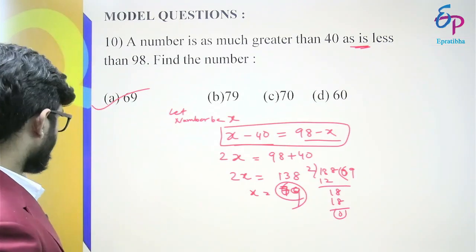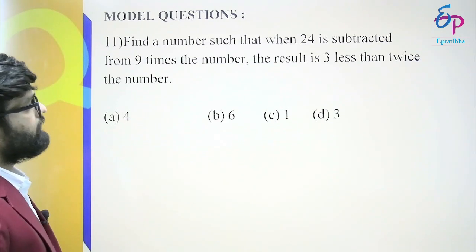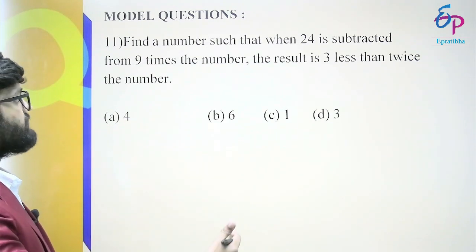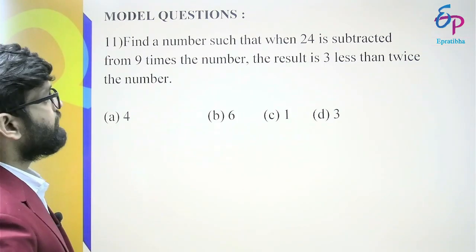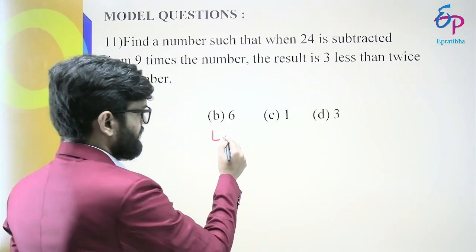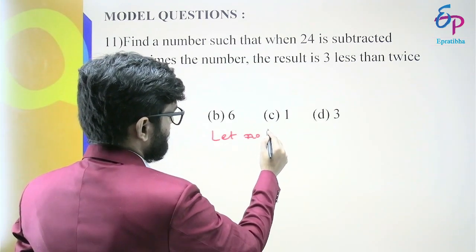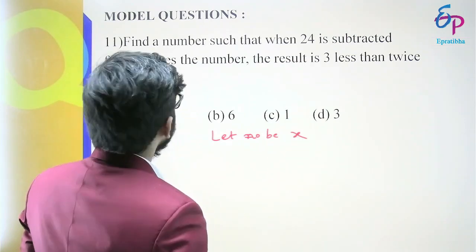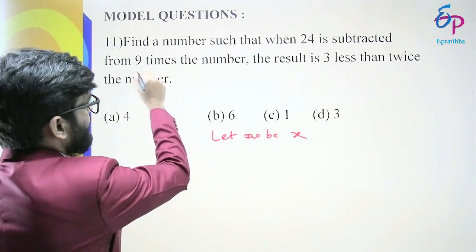Moving on. So we are going to solve the 11th question. Find a number such that when 24 is subtracted from 9 times of that number, the result is 3 less than twice of that number. Okay, let me take the number as x. Let the number be x. Find a number such that when 24 is subtracted from 9 times of that number.